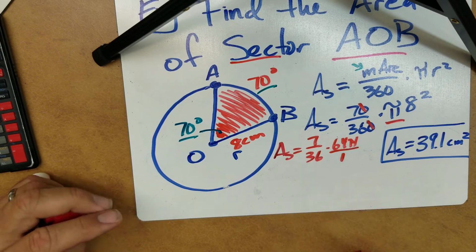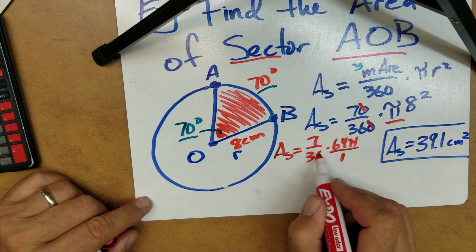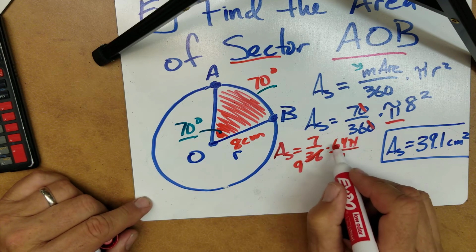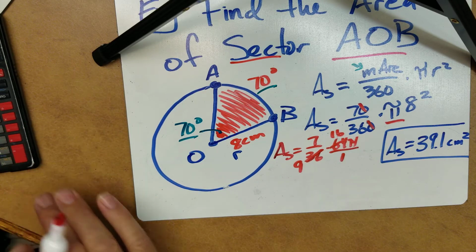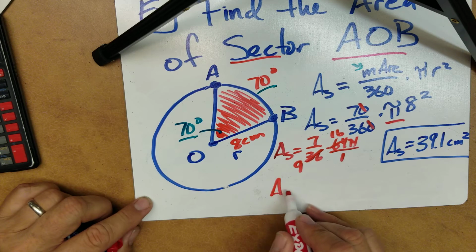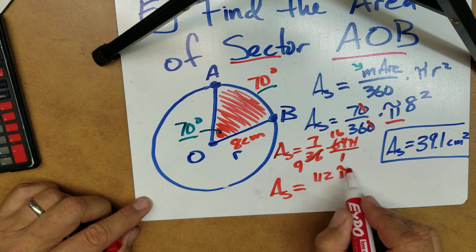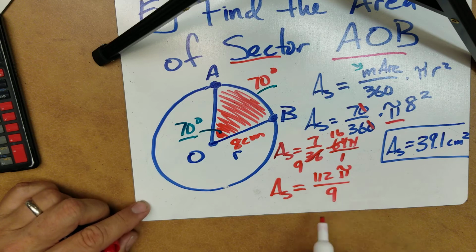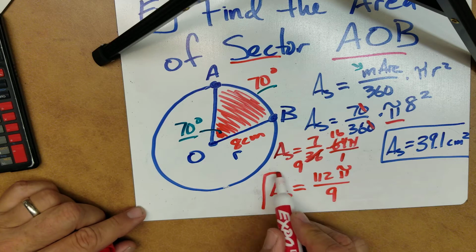And what goes into 36 and into 64? Well, 4 goes into both of those. So I could cross this out, make that a 9, and cross that out, make it a 16, like so. And then I would need 16 times 7. So this would be the area of the sector is 112, and I can put that pi right up on top, divided by 9. Can anything else go in there? Nope, that's going to be my answer right there.